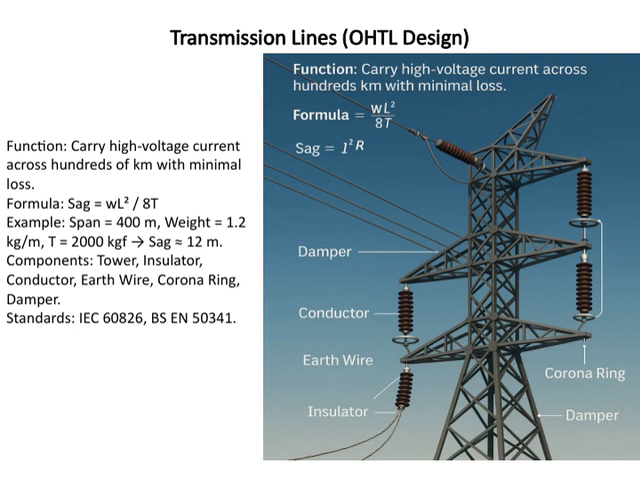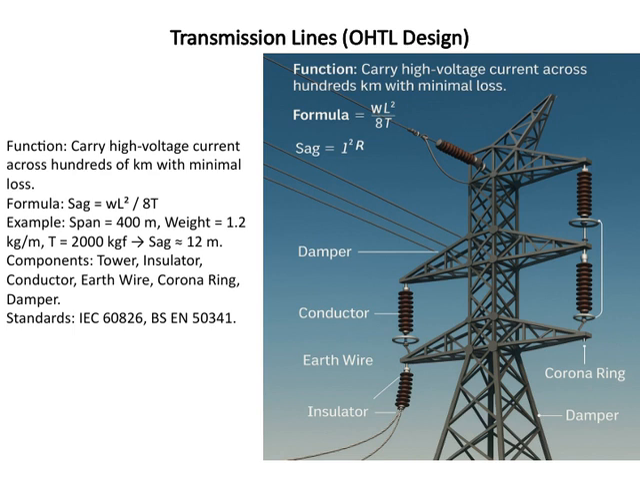Now, the main components involved in an OHTL include towers, insulators, conductors, earth wires, corona rings, and dampers. Each of these plays a crucial role in ensuring the line's reliability and safety.